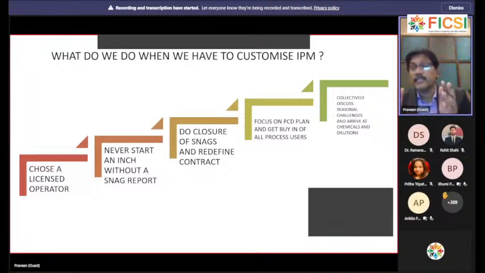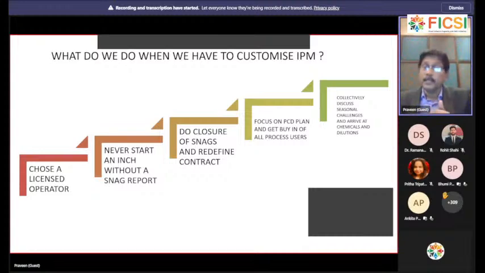Then collectively discuss seasonal challenges and arrive at chemicals and dilutions. What we do more often than not is directly go to the fifth step. The fifth step may be known to people. Fifth step may be somewhat critical, but fifth step is absolutely useless if the first four steps are not followed. Because we have to understand the whole food industry operates on five important hygiene stations: the receiving of raw materials, the storage of raw materials, the pre-preparation step, then the production step. Of course, the fifth step can be packing or service, as the case may be.